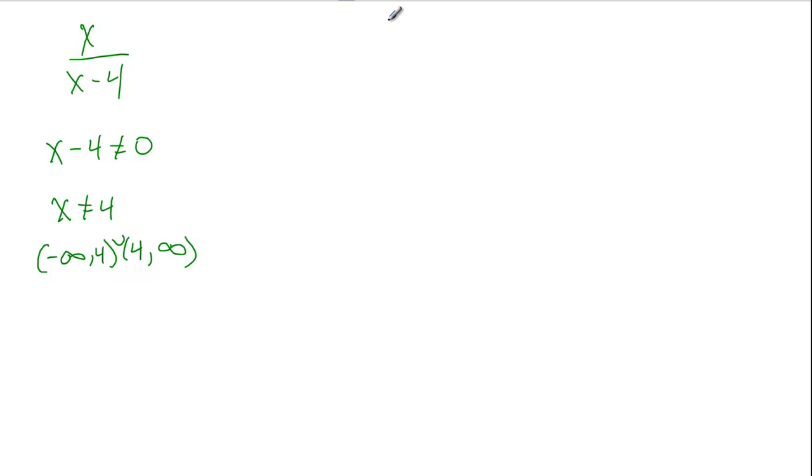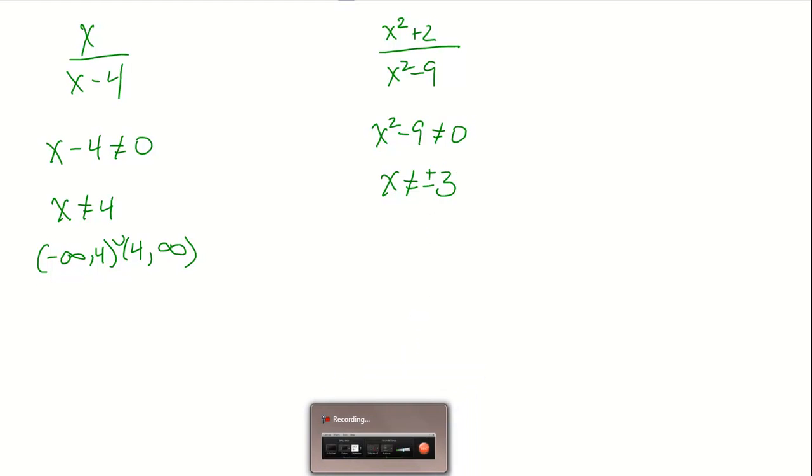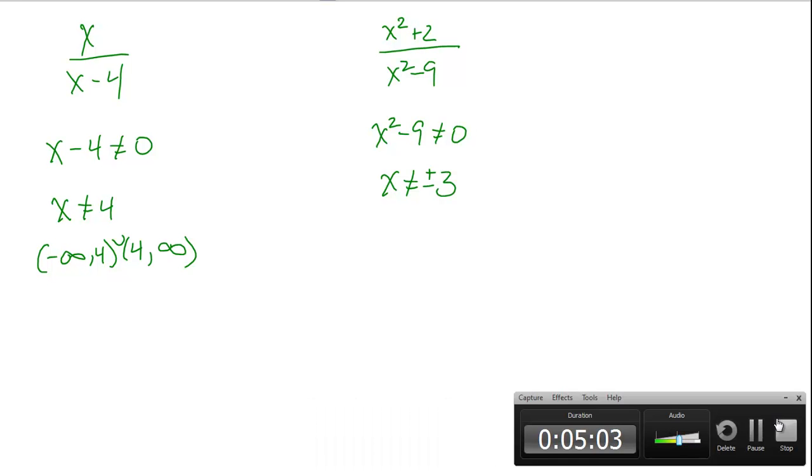But what if we had something a little more complex, like x squared plus 2 over x squared minus 9? Well, it's the same exact thing. It's just x squared minus 9 is not equal to 0. And if you solve this correctly, you know that x cannot equal plus or minus 3. And that's it for this particular video. In our next one, in part 3, we're going to combine radicals and fractions.